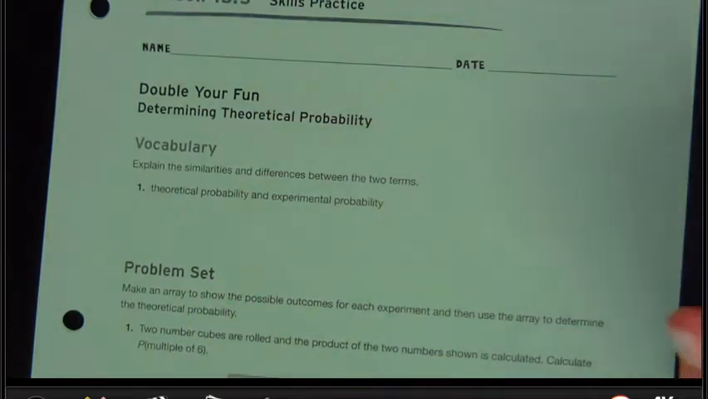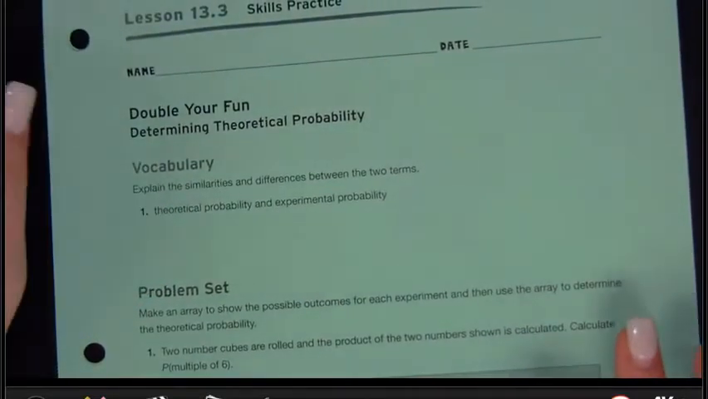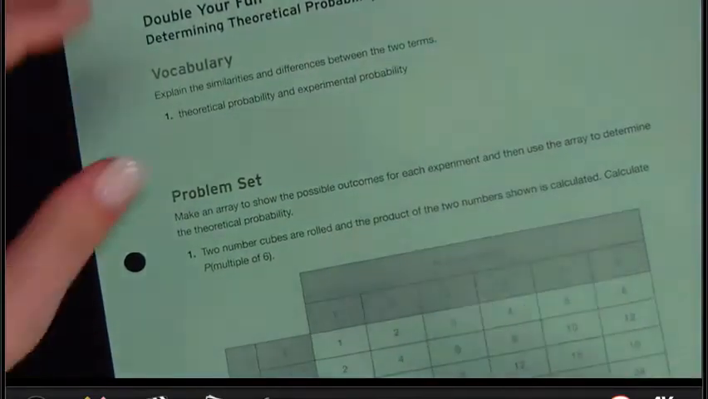All right. If you would please grab out your 13.3 skills practice, and we're going to go through this together.